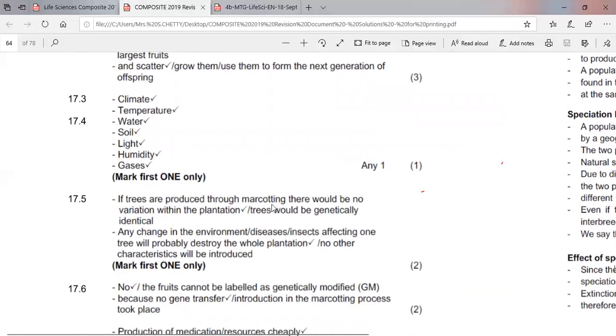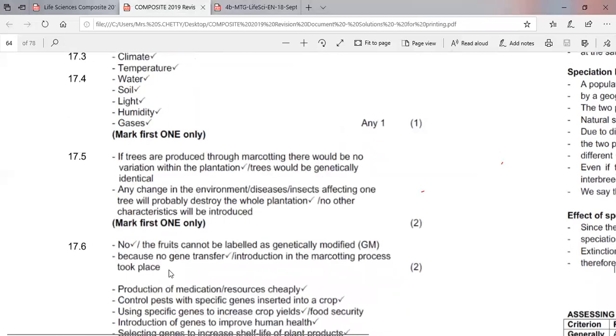If trees are produced from marcotting, there would be no variation within the population. Trees would be genetically identical. So any change in the environment affecting one tree will probably destroy the whole population because you got no new characteristics introduced. Isn't that so, papas? So would you think that this is genetic modification? No. The fruits cannot be labeled because there was no gene transfer. Are you with me?